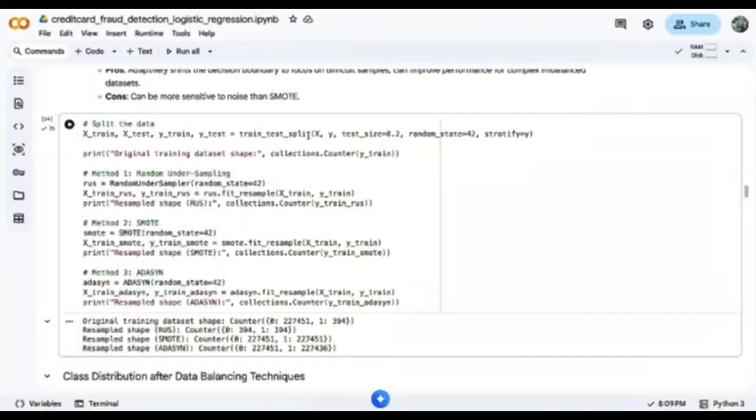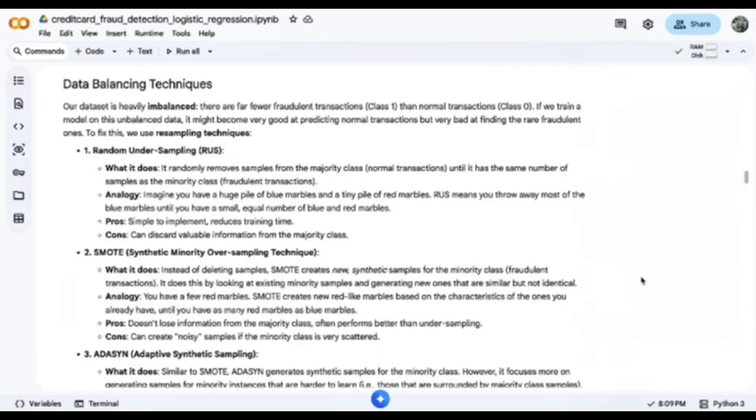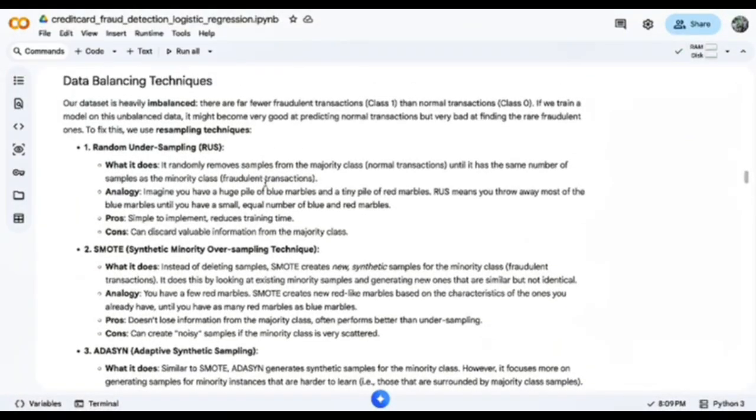When splitting, we have split our dataset into test data and train data. Here, 0.2 means we get 20% of the data for the test data and 80% of the data for the training data. Because of the imbalance of the dataset, we must balance the dataset. For that, we have used three techniques and found which is the most appropriate one.